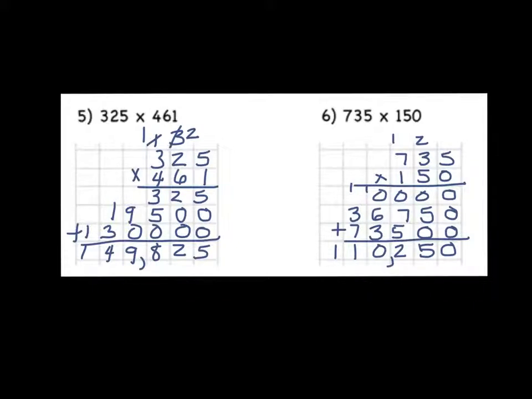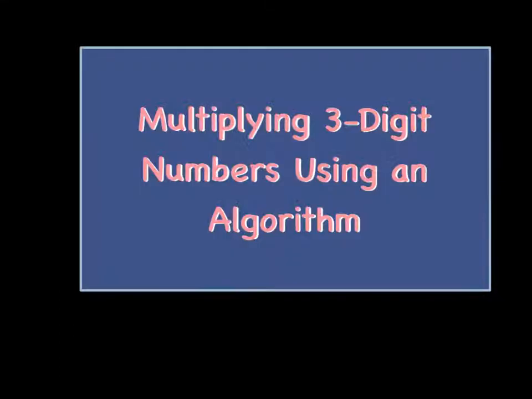Did you get an answer of 110,250? Now I will tell you, and you'll see my first partial product, I did not have to actually put this line of zeros in here, but it does help me to remember that this is my ones place, so that I remember to add a 0 for the tens place and 2 zeros for the hundreds place. In this video, we have learned how to multiply 3-digit numbers using an algorithm.